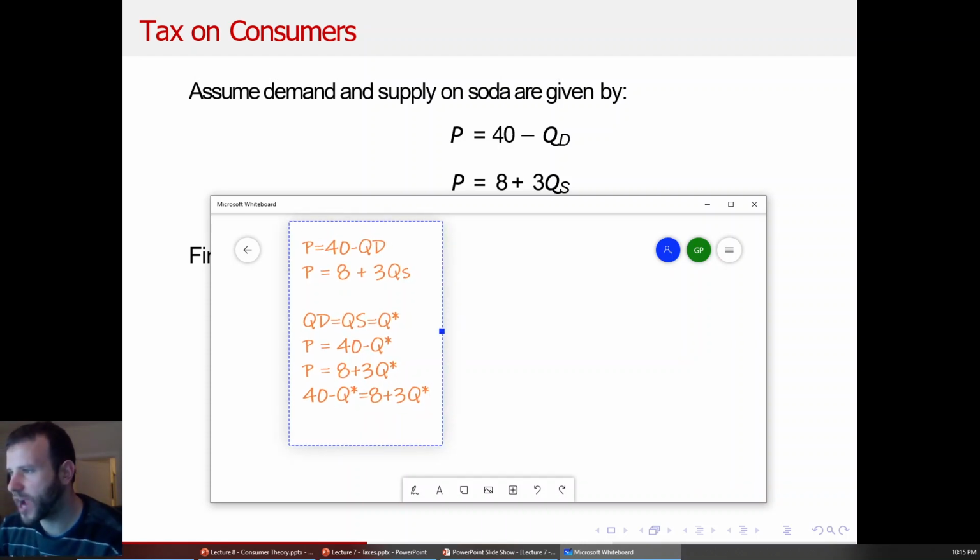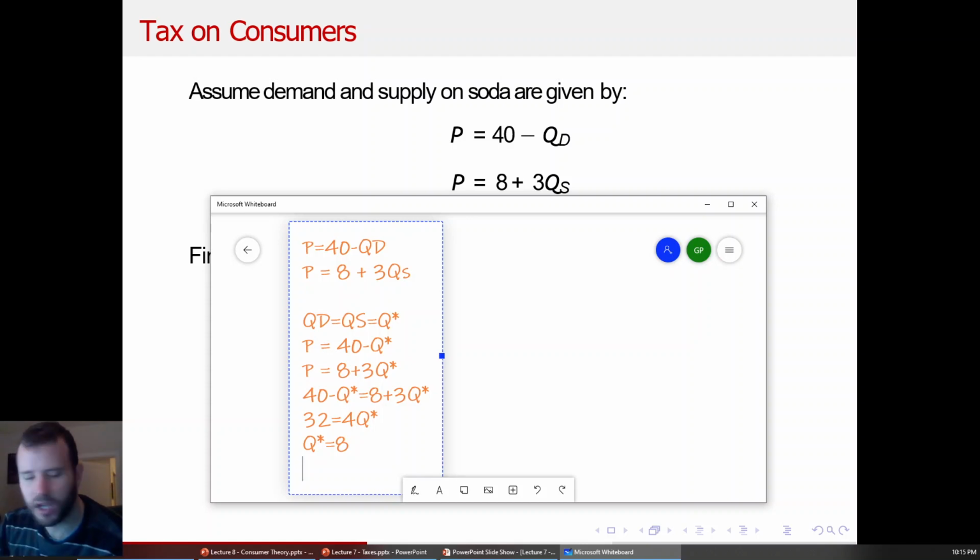Okay, subtract 8 from both sides, you get 32. Add Q star to both sides, so minus Q star plus Q star. So I have 32 equals, and since I subtracted 8 from both sides, the 8s go away. I added Q star to both sides, so it's 4 Q star. Now I'm going to divide both sides by 4. Q star equals 8. Okay.